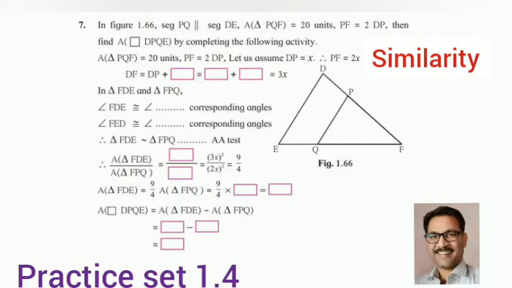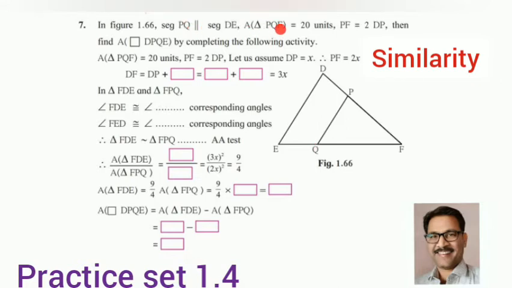Hello friends, this is the last sum from the practice set. This is actually the activity sum, the 7th one. See here, in this figure they were given to us, this is triangle DEF, in which PQ is parallel to DE.